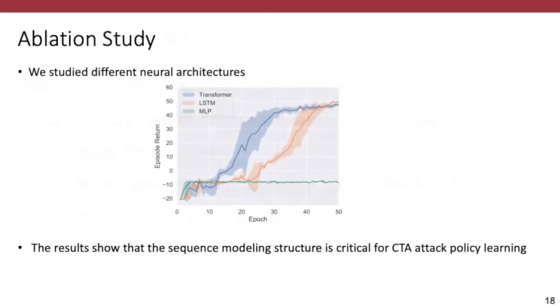As an ablation study, we also studied different types of neural network. We studied the transformer, LSTM, and MLP, multi-layer perceptron. We found that the transformer and LSTM, which are good at processing sequences, are better at dealing with such attack sequences.